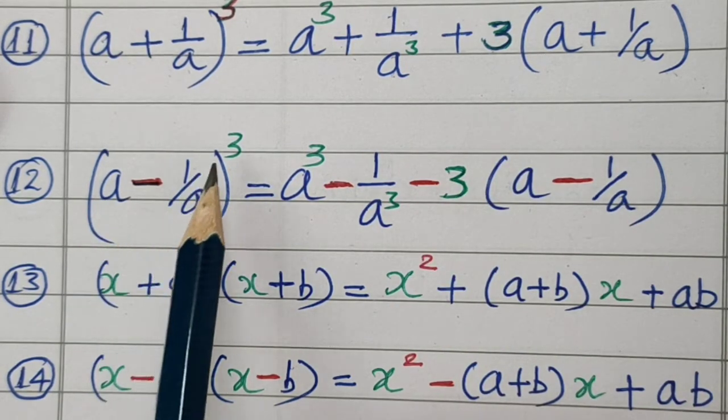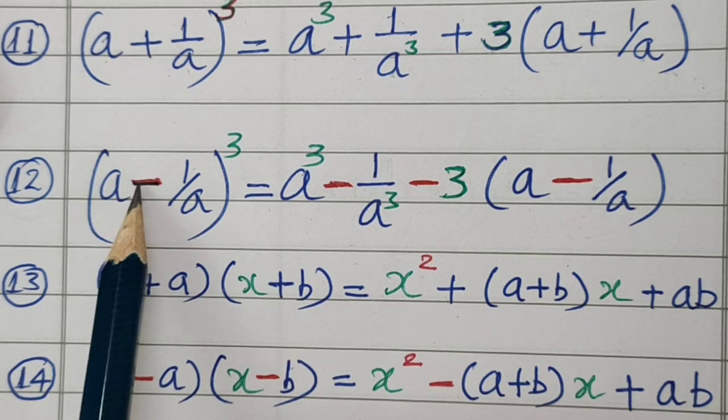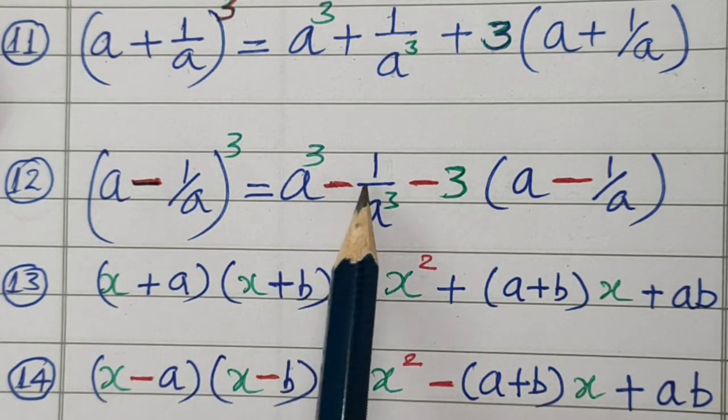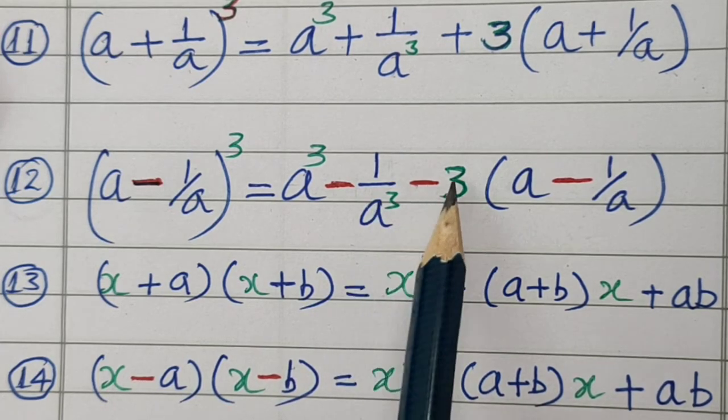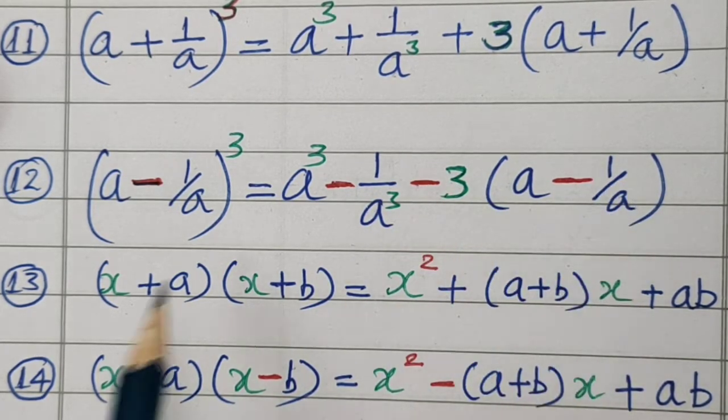A minus 1 by a whole cube. There is a minus here. In all the places on the right hand side you will have minus. A cube minus 1 by a cube minus 3 into a minus 1 by a.